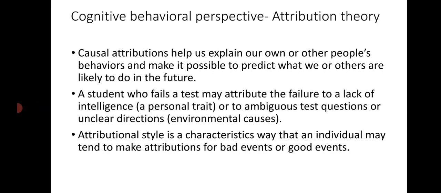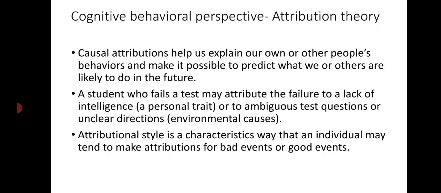For example, if a student fails in an exam, he might attribute his failure either to his lack of ability, which is an internal attribution, or he might attribute it to other factors outside him, such as an ambiguous question paper or lack of time. Such attributions are also possible.